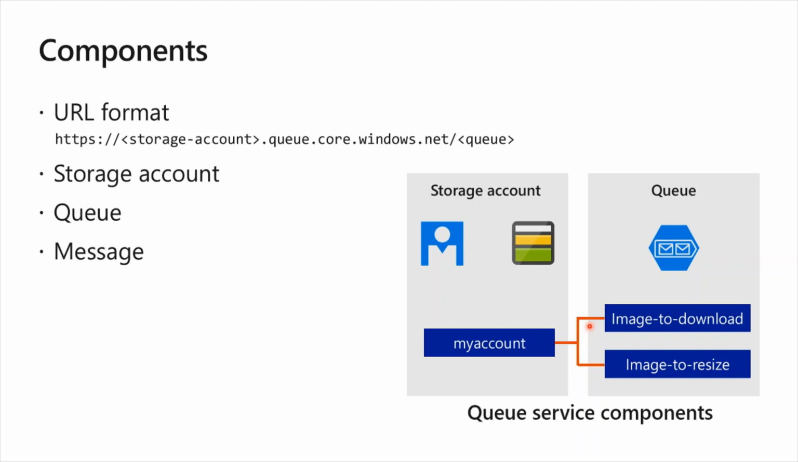So what is the URL format? Queues are addressable by using the URL format, which is the storage account name .queue.core.windows.net/ the queue. And the storage account: all access to Azure storage is done through the storage account. A queue contains a set of messages. All messages must be in a queue, and a message can be in any format, up to 64 kilobytes.